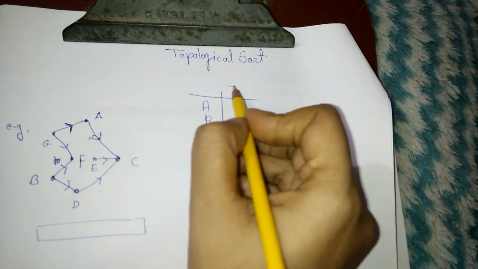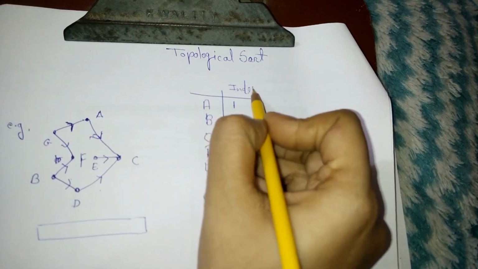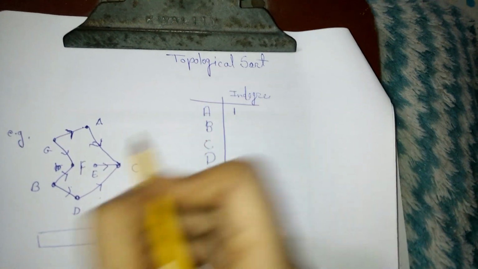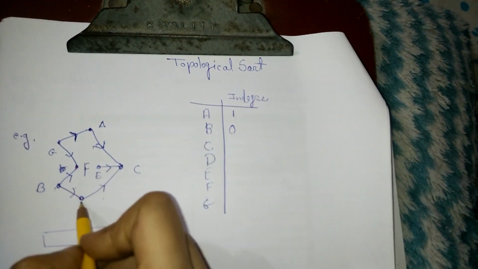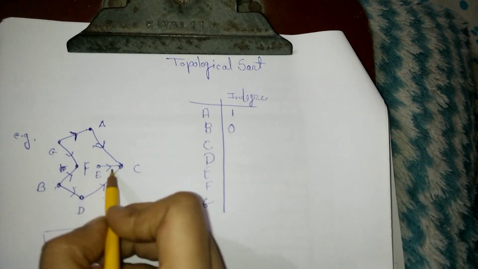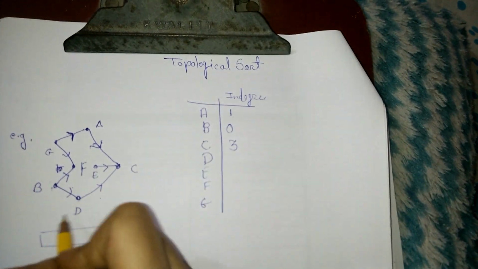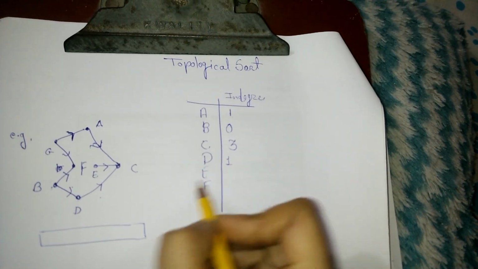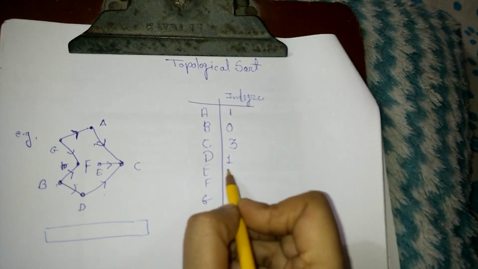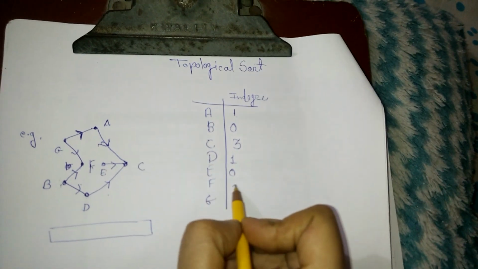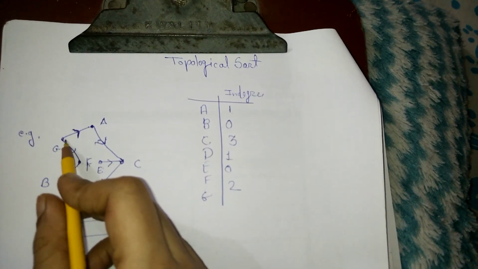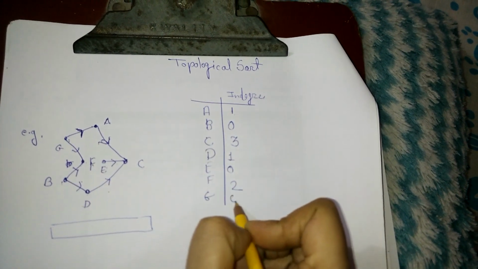So the in degree of this A is 1. Then the in degree of B is 0, as both are going outside. Then the in degree of C is 3. The in degree of D is 1. The in degree of E is again 0. The in degree of F is 2. And the in degree of G is 0.